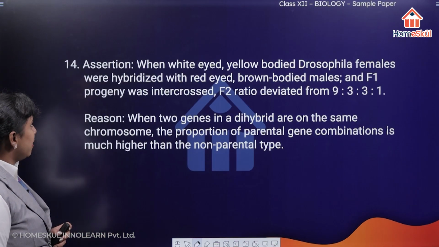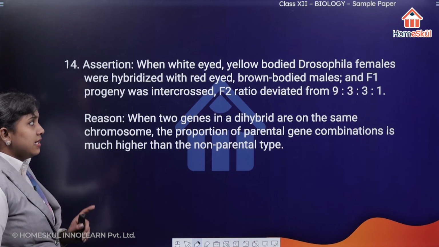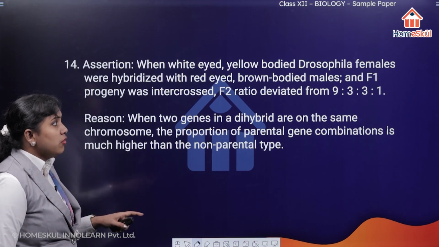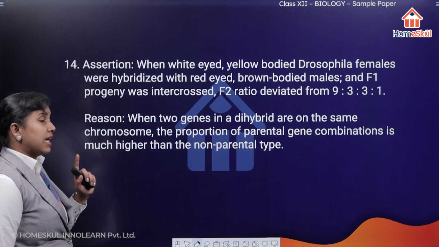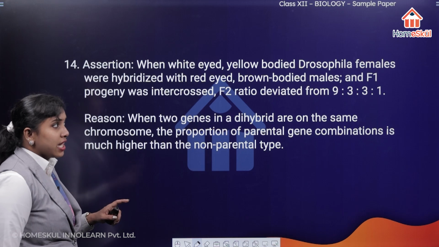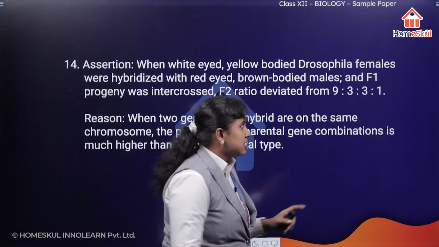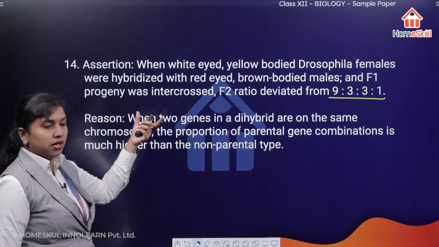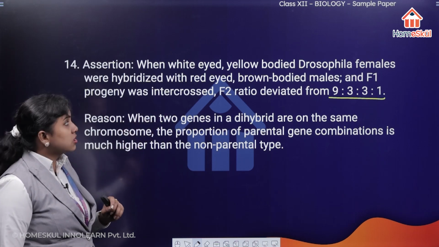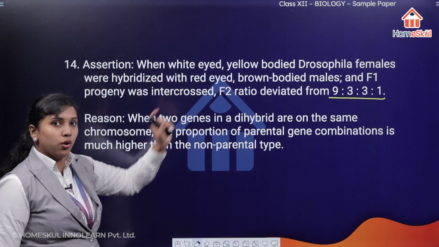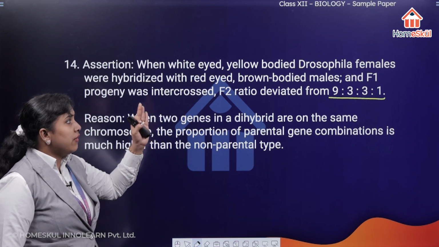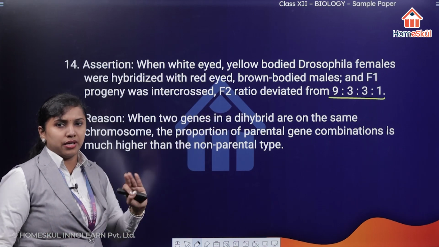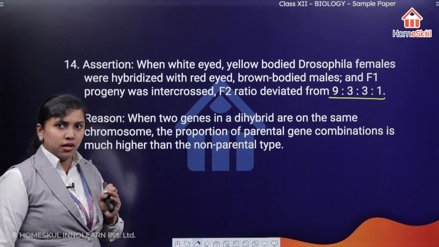Okay. So, let us see the question here. Assertion: when white-eyed, yellow-bodied Drosophila females were hybridized with red-eyed, brown-bodied males and the F1 progeny was intercrossed, the F2 ratio deviated from 9:3:3:1. This is a Mendelian dihybrid ratio, right? When the white-eyed, yellow-bodied female Drosophila was crossed with a red-eyed, brown-bodied male, we would definitely expect a Mendelian dihybrid ratio, but it deviated from that. And what was the reason for that?